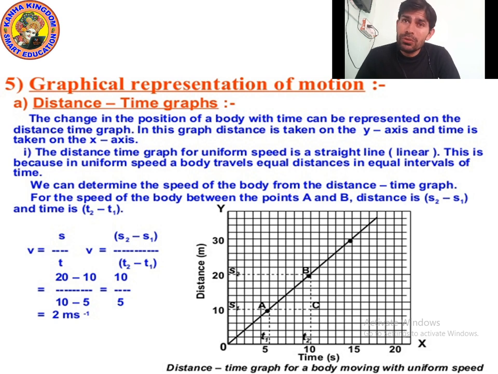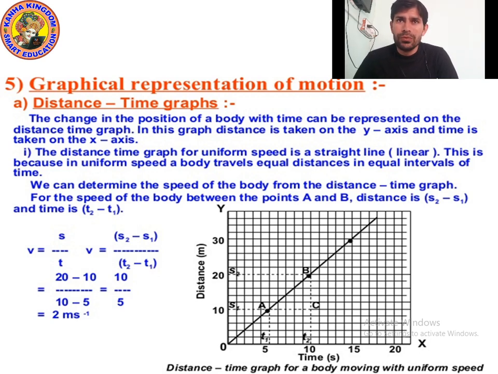We will put the values in place of S2 we write 20, in place of S1 we write 10, in place of T2 we write 10, and in place of T1 we write 5. 20 minus 10 is 10, 10 minus 5 is 5, and 10 divided by 5 gives us 2 meters per second, which is the value of speed. So in this way we can calculate the speed.